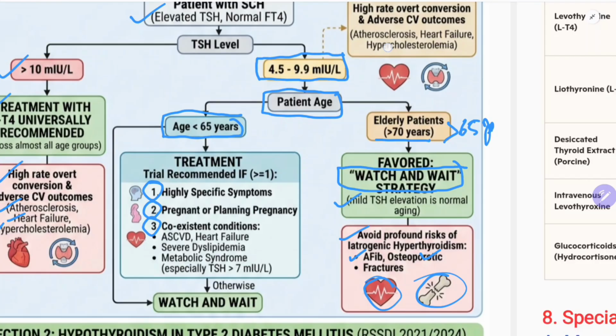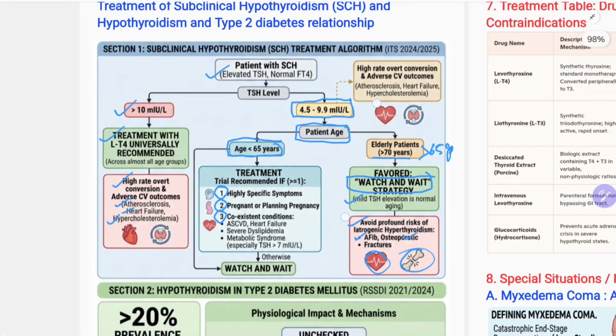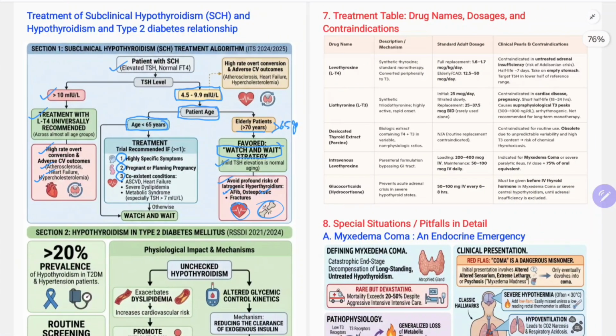Now if the patient is elderly, more than 65, more than 70, then you should have a wait and watch policy, because with normal aging TSH is usually elevated. If you start therapy when the TSH is less than 10 in elderly patients, then they have a high risk of atrial fibrillation and osteoporotic fractures. That's all about subclinical hypothyroidism management.